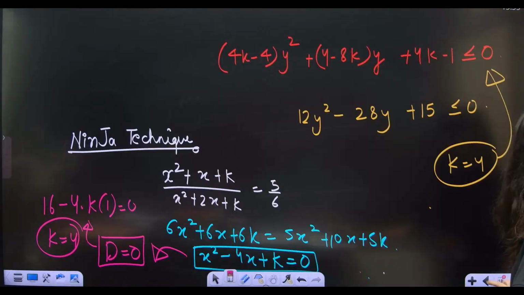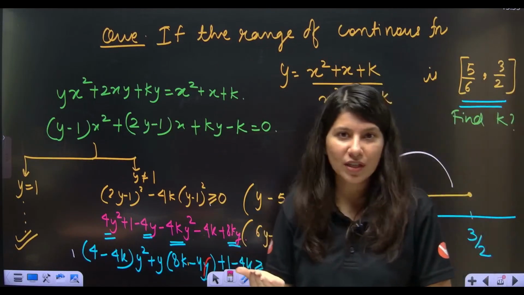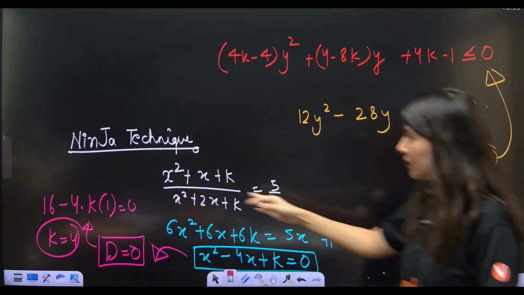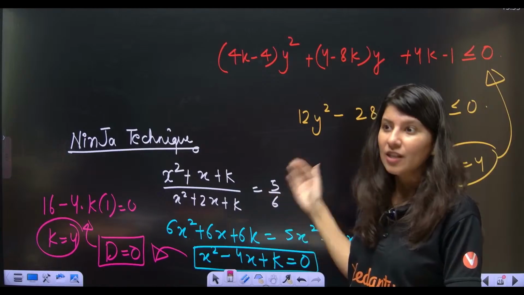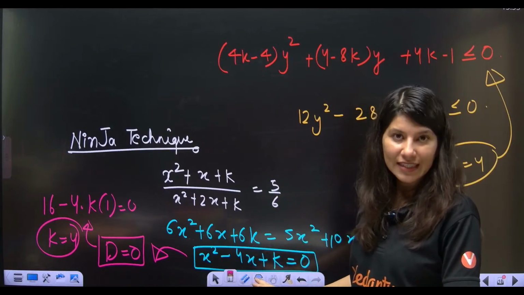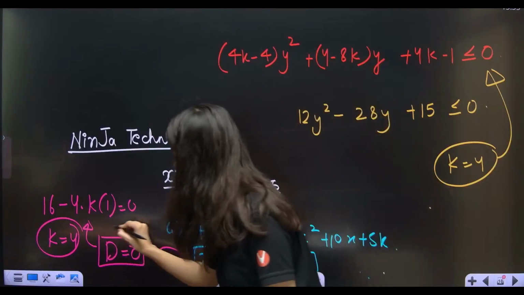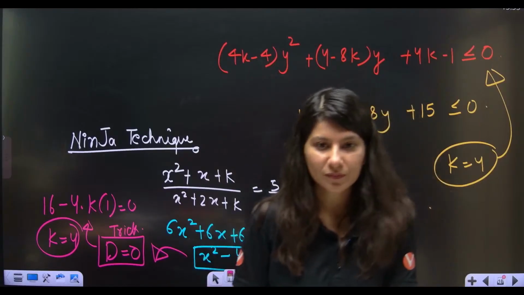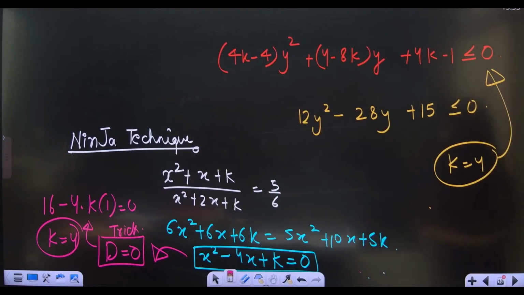So just equate any of the extreme values. See, the range is 5 by 6 to 3 by 2. What are the extreme values? 5 by 6 and 3 by 2. So just equate your expression, or put the value of y as either 5 by 6 or 3 by 2. Solve it, create a quadratic in x, and eventually make a discriminant. This is the trick. Make the discriminant equal to 0. Are you getting my point? Yes? Have a look. Let me know.